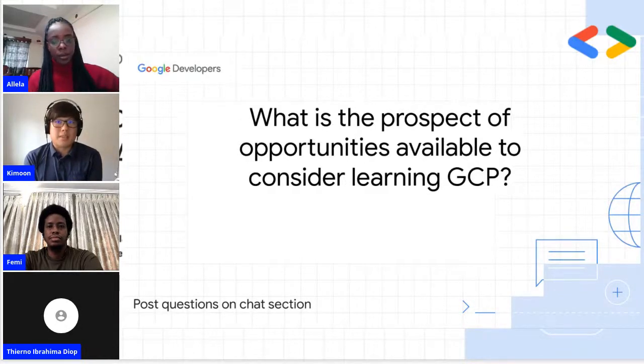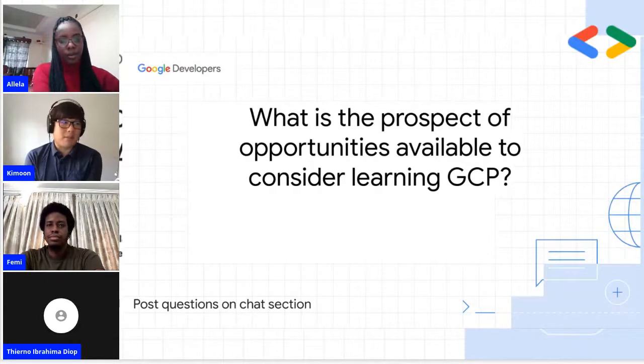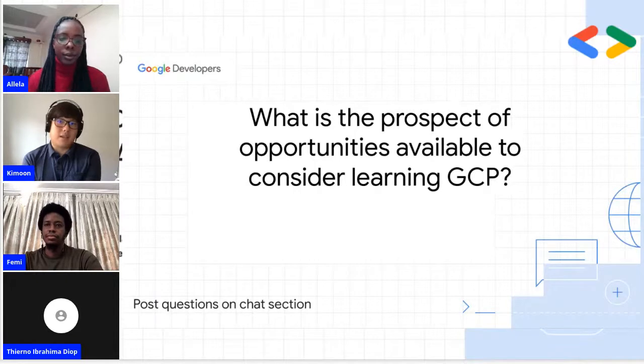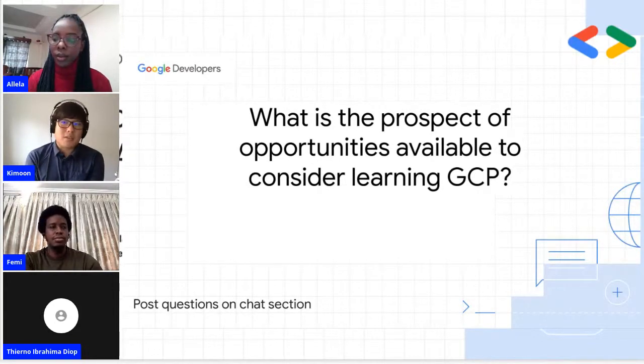The skills are, I would say, incredible. And lots of companies out there are also hiring GCP architects. So yes, the opportunities in learning GCP are immense. I can't stress that enough.